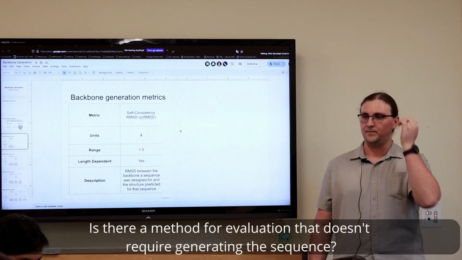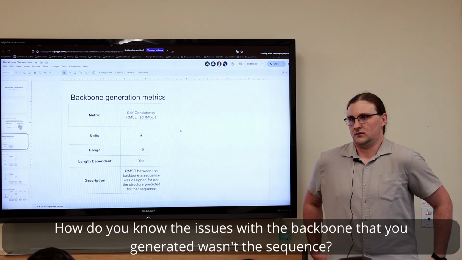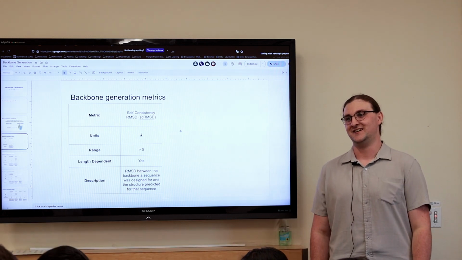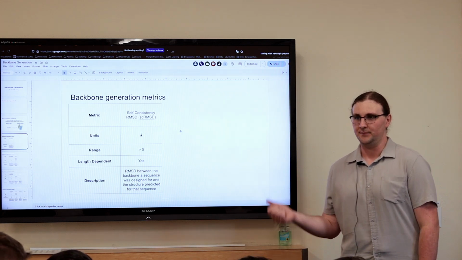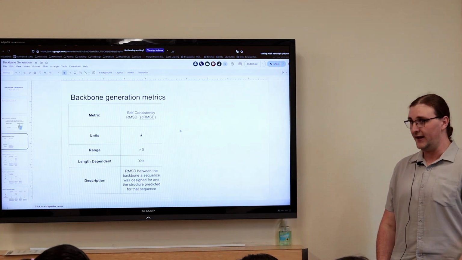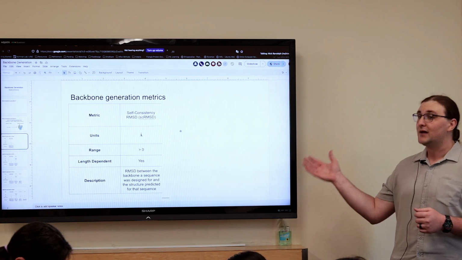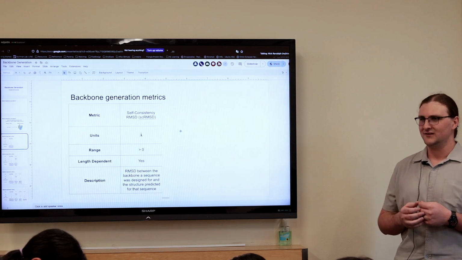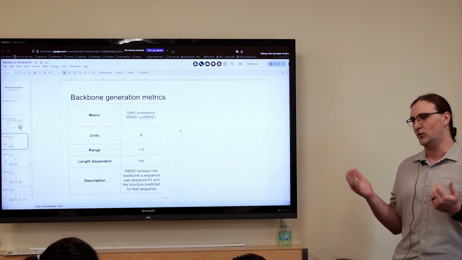Are there methods for evaluation that don't require generating the sequence? Because how do you know the issues with the backbone that you generated the sequence for? That's a good question. Yeah, this isn't a perfect test, of course, because the sequence design method could be bad. The structure prediction module could be bad. The diffusion backbone could be bad. There are a lot of places for failure, but this is just one of the quickest, easiest ways we can do a check, and it's one of the most common ways.